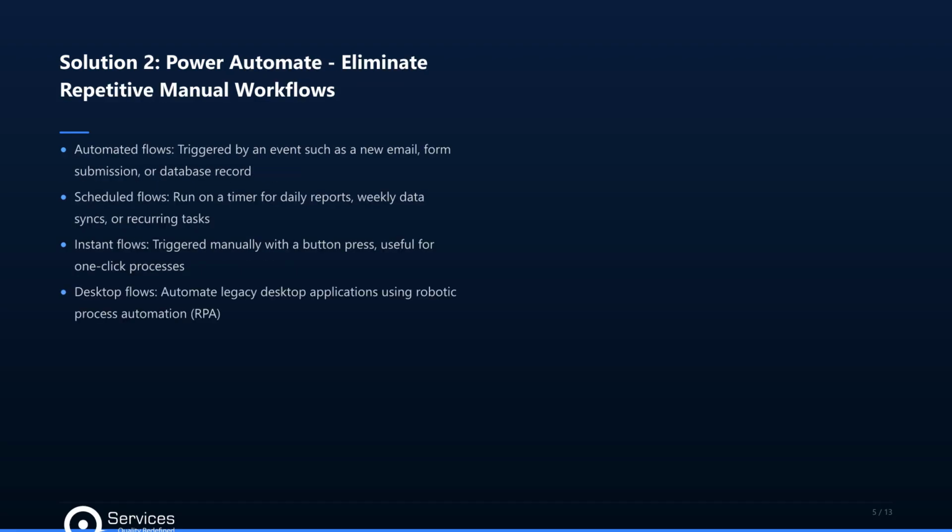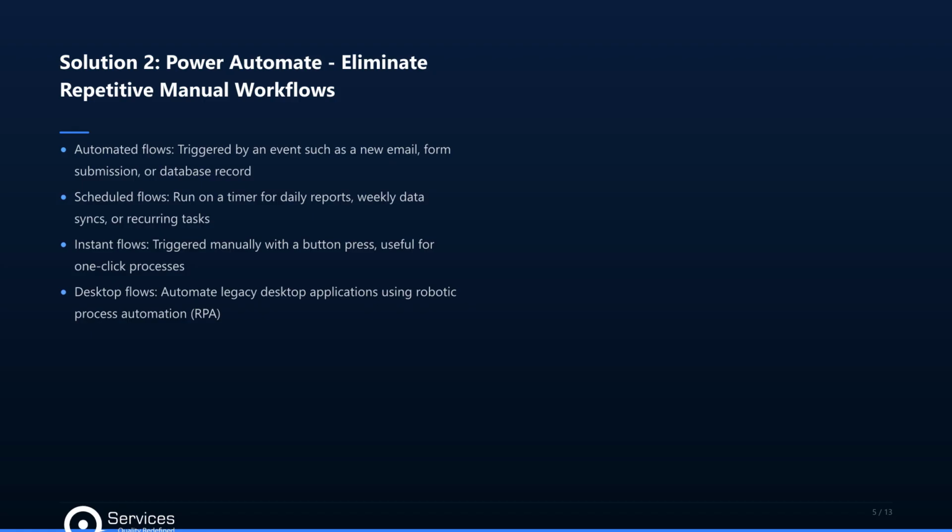Solution 2: Power Automate, eliminate repetitive manual workflows. Power Automate is the automation engine inside Power Platform. It replaces the kind of manual work that eats hours every week: copying data between systems, sending follow-up emails, routing approvals, and updating spreadsheets across multiple tools.